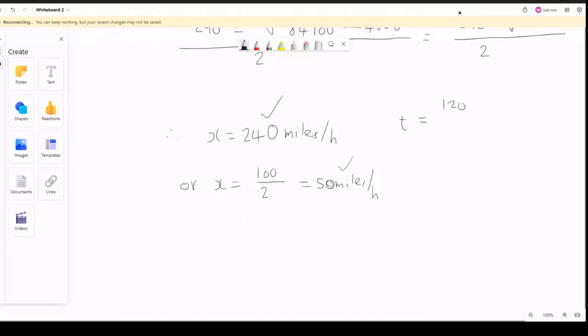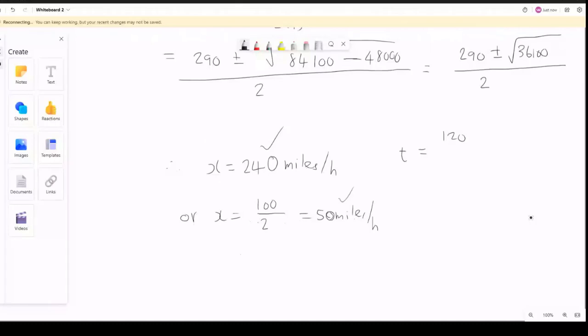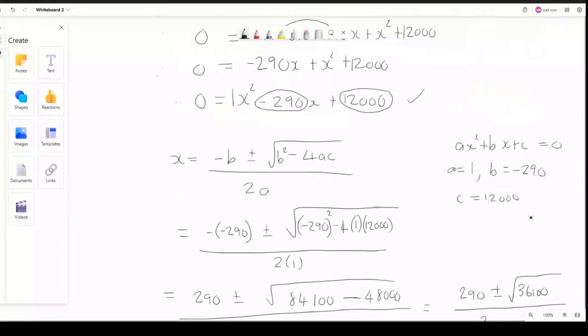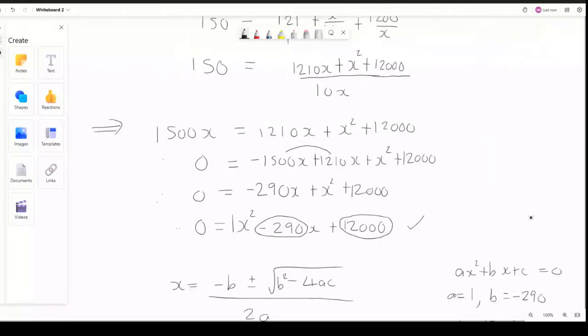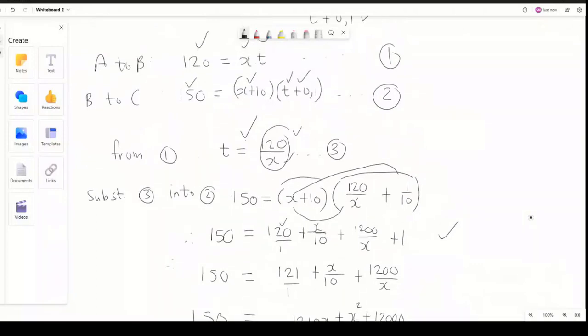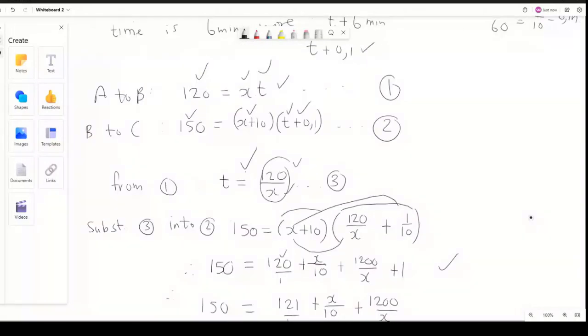Yeah. You have two answers. You have two possibilities. It's either the speed between A and B was 240 miles per hour, or the speed was 50 miles per hour. You have to decide what is the right one now. Check it. Okay. Now you remember that we expressed time in terms of X as follows. We expressed it like this from equation 1. We set up equation 1, and we found time was 120 divided by X, right? So we found that time.